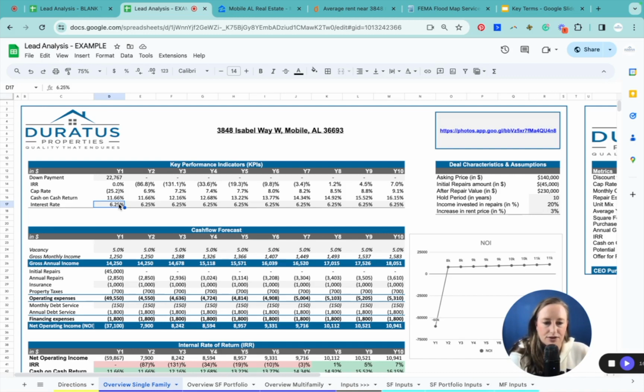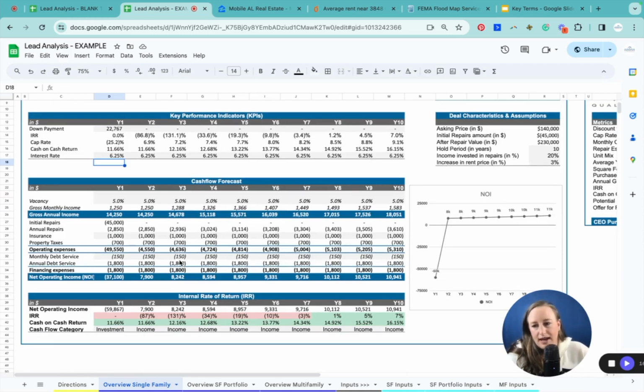And then we have our interest rate. So this is whatever the current interest rate is at the time. Right now, we're right at 6 to 6.25%. Okay. Then we have our cash flow forecast.